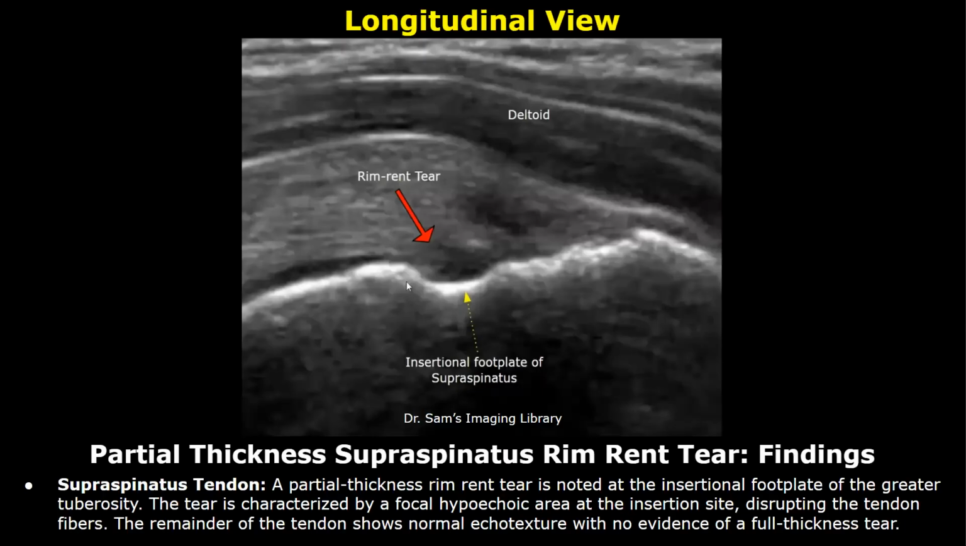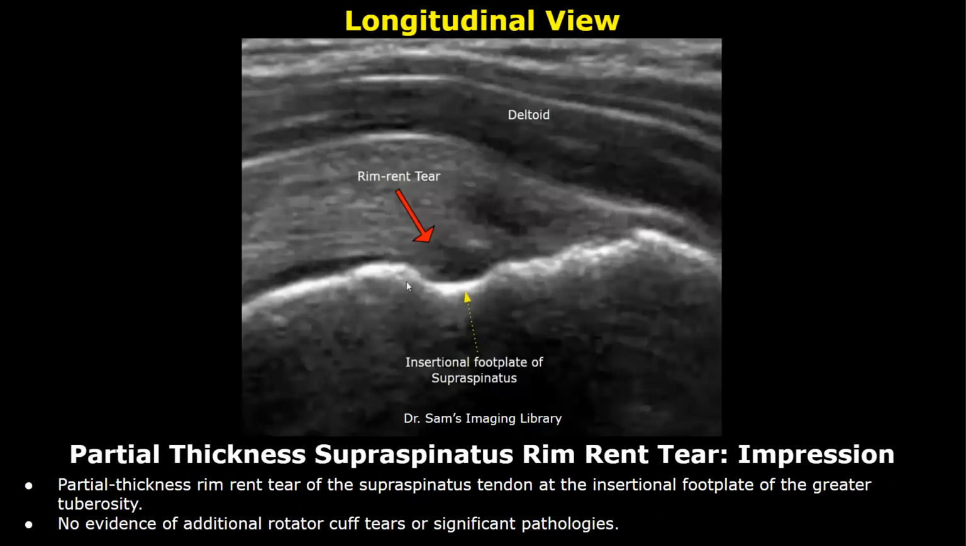The remainder of the tendon shows normal echo texture with no evidence of a full thickness tear. This is the impression, partial thickness rim rent tear of the supraspinatus tendon at the insertional footplate of the greater tuberosity. No evidence of additional rotator cuff tears or significant pathologies.